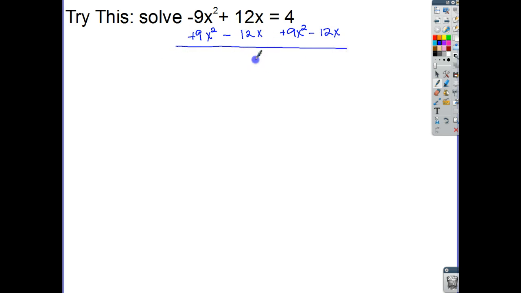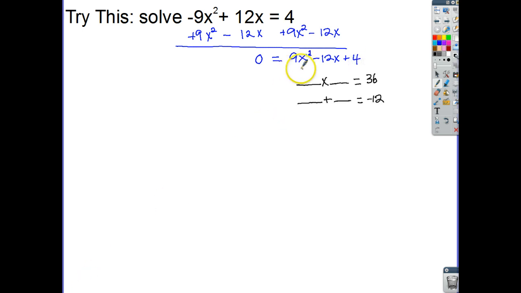Of course, this side's going to become 0. That's how we planned that. And over here, we just simply put it in the order that we would prefer in standard form, and that's going to be 9x squared minus 12x. The 4 is positive. We need a sign, so it's plus 4. Okay?